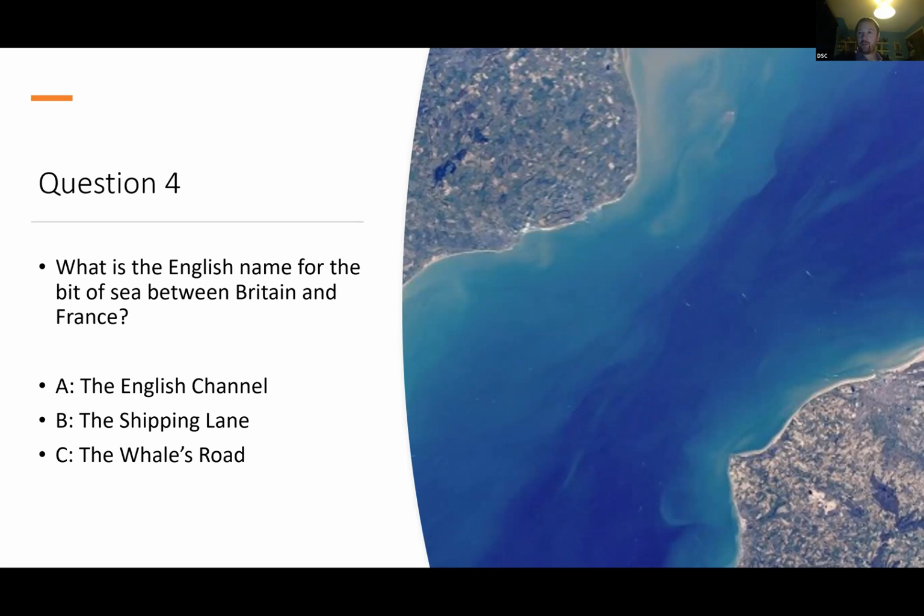The big picture of it from space there. So you'd have Dover just there, Calais kind of just over here, and you've got this bit of water in between England here and France there. So is that called the English Channel? Is it called the shipping lane? Or is it called the Wales Road?